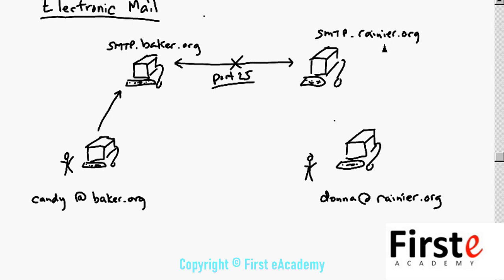All right, and so you can see from this picture that these computers that Candy and Donna log on to don't need to be on all the time for this system to function properly. So when Candy sends the message, it goes right to her mail server. She can turn off her computer then, right?